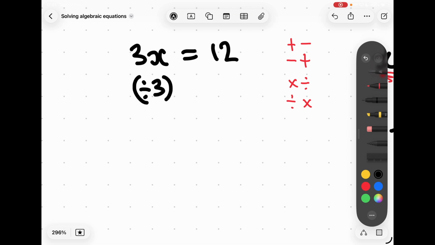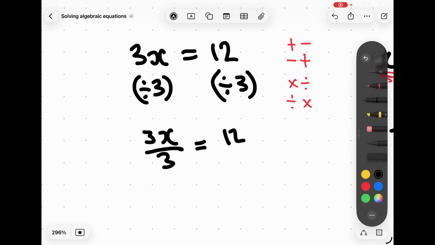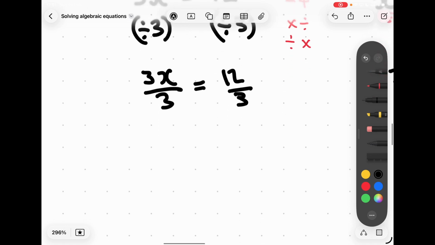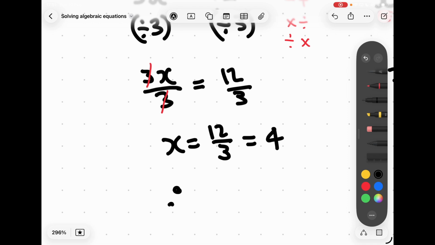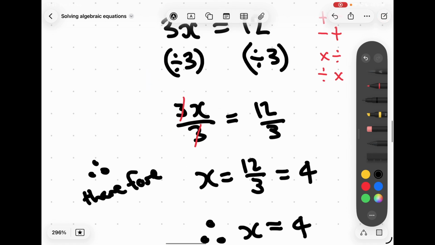Because 3 divided by 3 will equal 1, and a 1x is just the same as x. So we're going to divide both sides by 3, so we get 3x divided by 3 is equal to 12 divided by 3. Now we can cancel the 3's top and bottom. So we get x is equal to 12 divided by 3, or 4. So therefore, now these 3 dots here mean therefore, x is equal to 4. All solved, nice and easy.